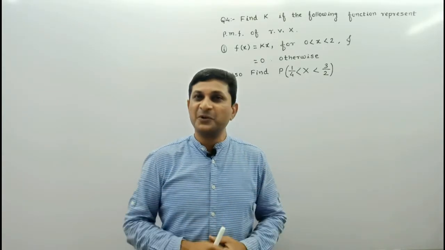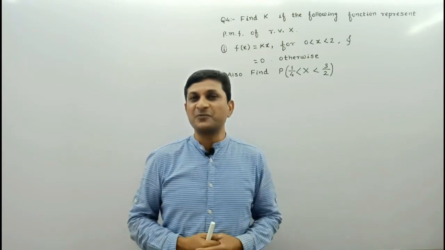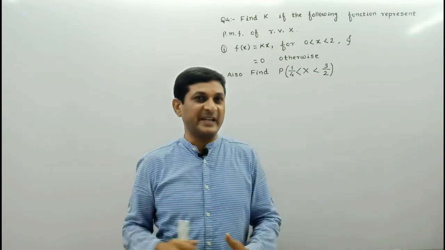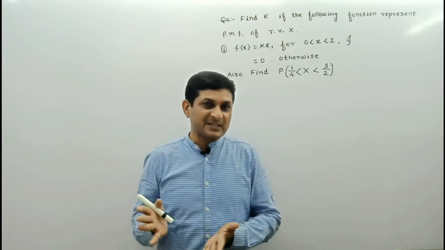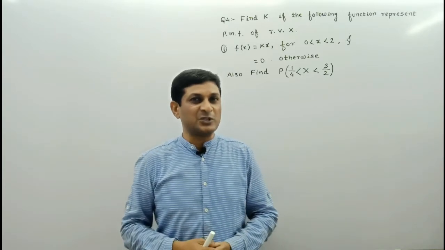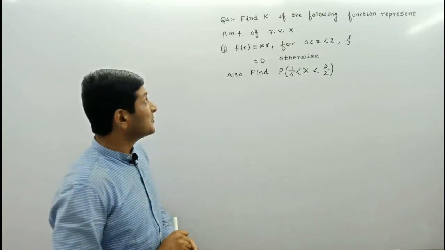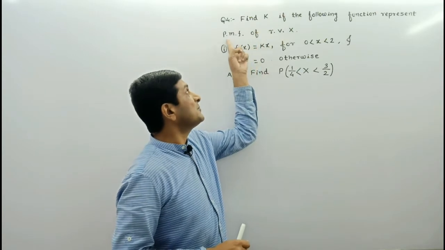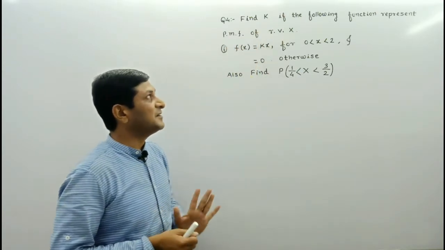So in the last video we have completed the first three questions from exercise 7.2 related to continuous random variables. So in this video we are starting the next question, number 4. See, in question number 4, what is the given condition? Find k if the following function represents the probability mass function of a random variable x.